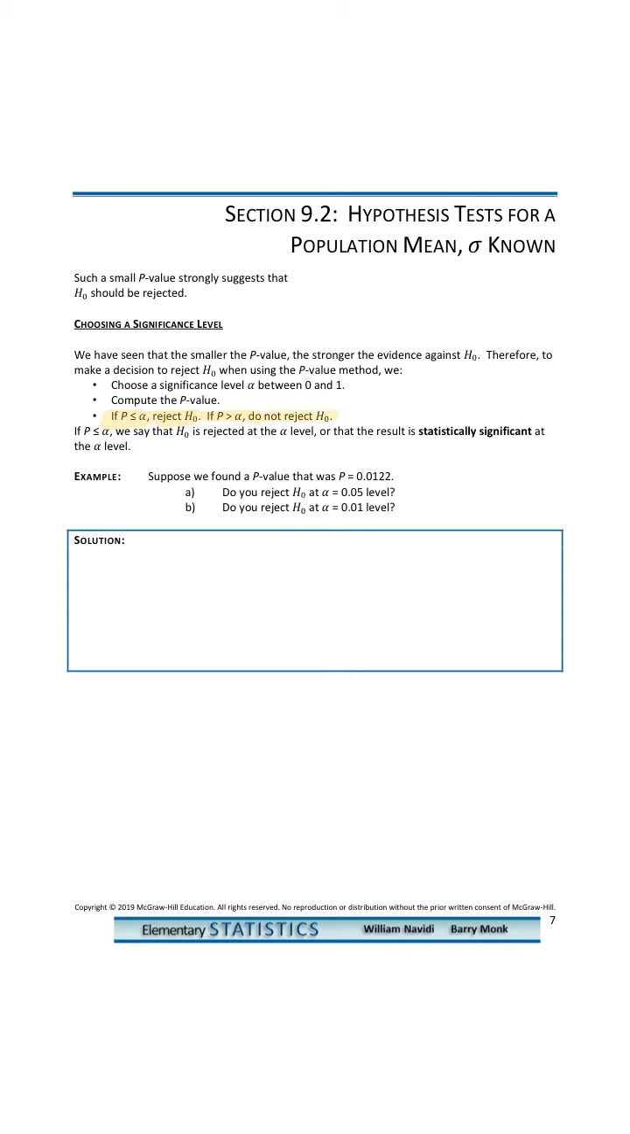So in this example, the p-value is given. Do you reject at alpha equal 0.05? So now compare these two. Which one is it: p less than alpha or p greater than alpha? Compare that. Here p is less than 0.05, so we reject the null hypothesis at the 0.05 significance level.